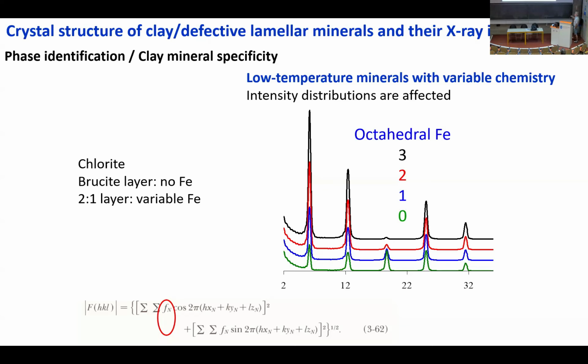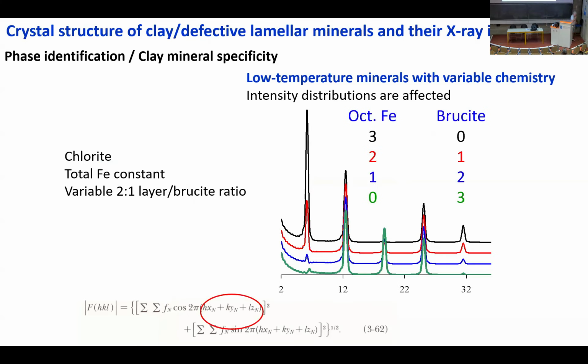This information about iron content, you are probably able to obtain from electron microscope analysis, SEM analysis, whatever. So this you are probably able to constrain and to make a simulation, assuming that you have the right amount of iron in your chlorite.